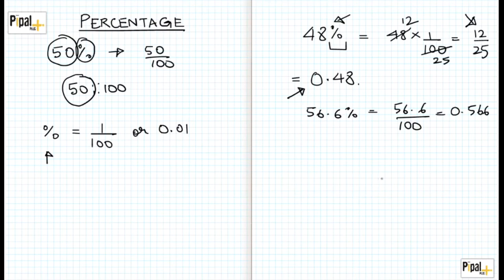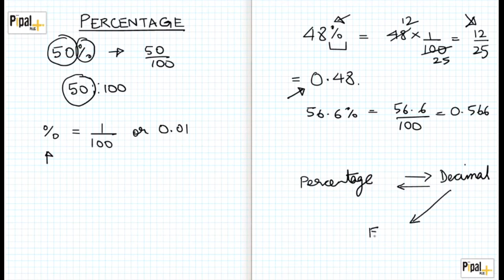So simply put, a percentage is convertible into a decimal, right? And a decimal is converted into a percentage, just like a decimal is convertible into a fraction, right? And a fraction is convertible into a decimal. Likewise, we can convert a percentage into a fraction and a fraction into a percentage.